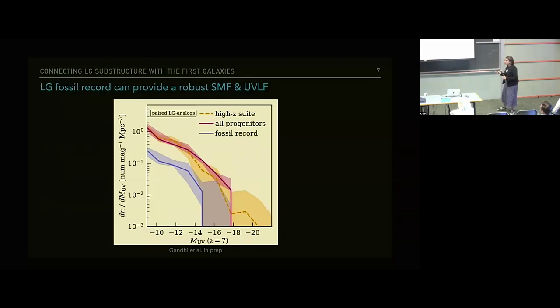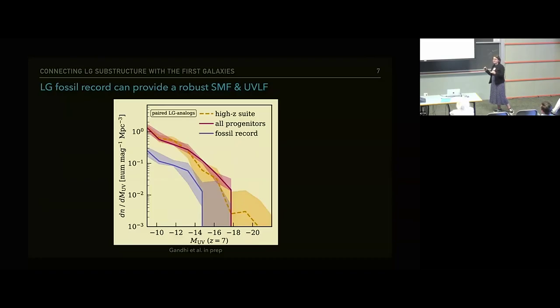And so Pratik has also shown that this is the case, as you would expect, for the stellar mass function as well. It's relatively insensitive to stellar mass and UV luminosity. So we can get the high redshift UV luminosity function in the Local Group from the fossil record.